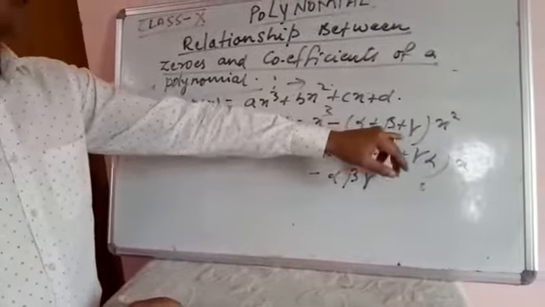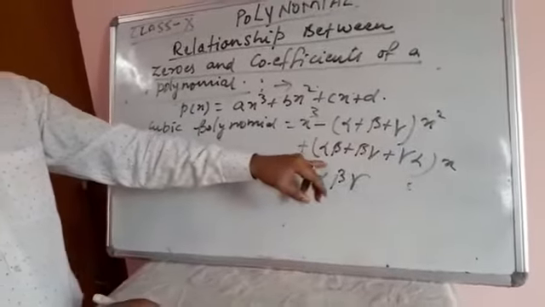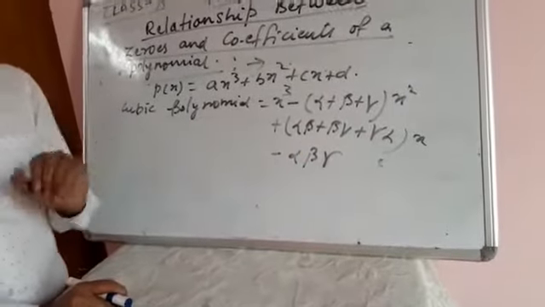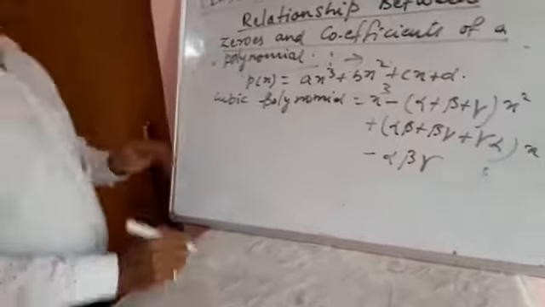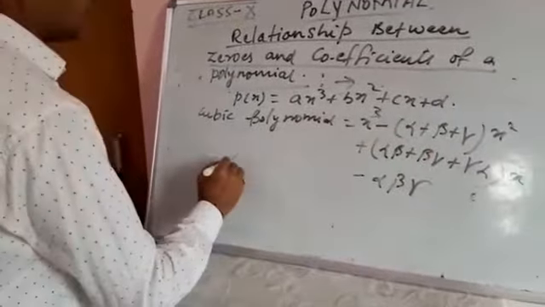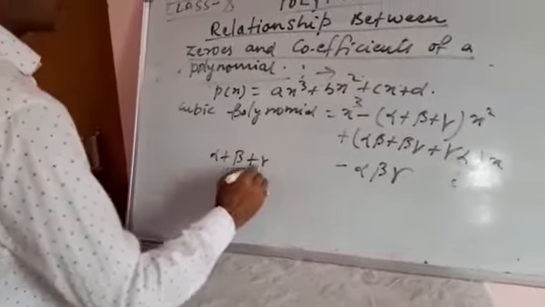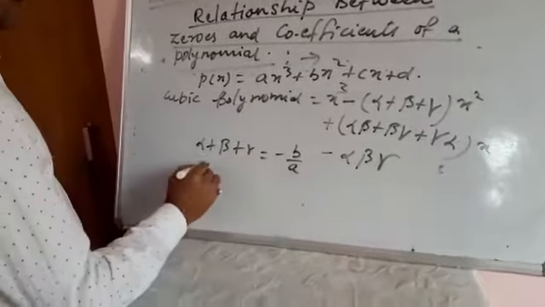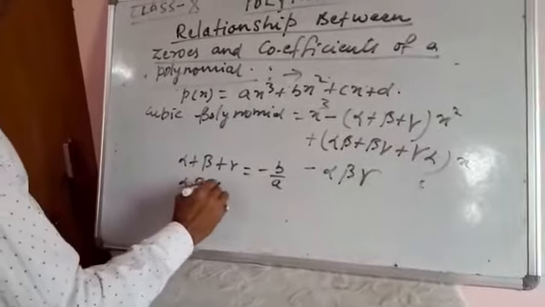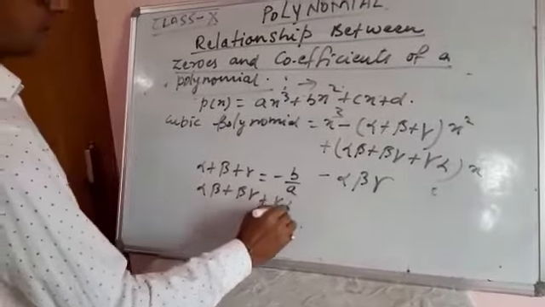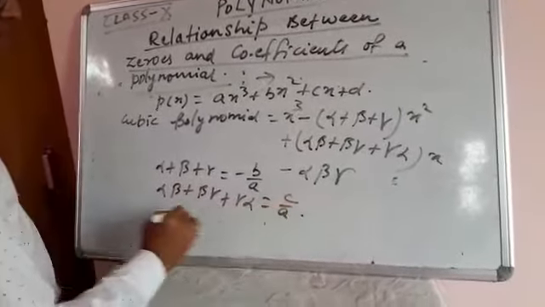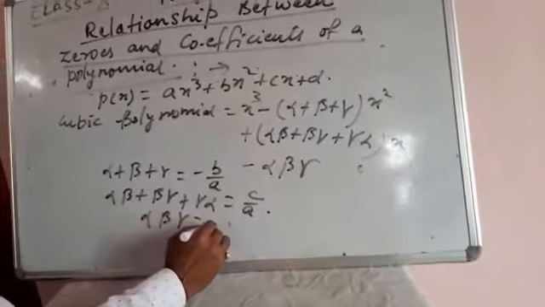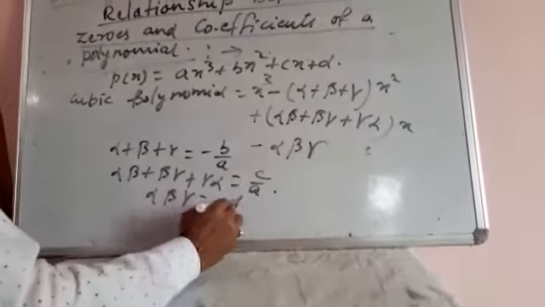This is the sum of the zeros of the polynomial. Here is the sum of the zeros taken two at a time, and this is the product of the zeros. And the same, if you go to find alpha plus beta plus gamma, this is the sum of the zeros, the formula is minus b by a, and alpha beta plus beta gamma plus gamma alpha gives you c by a. And one more thing we have here, alpha into beta into gamma, this is minus d by a.